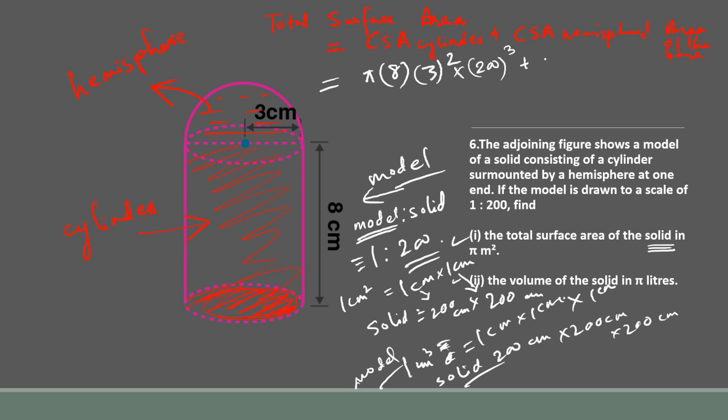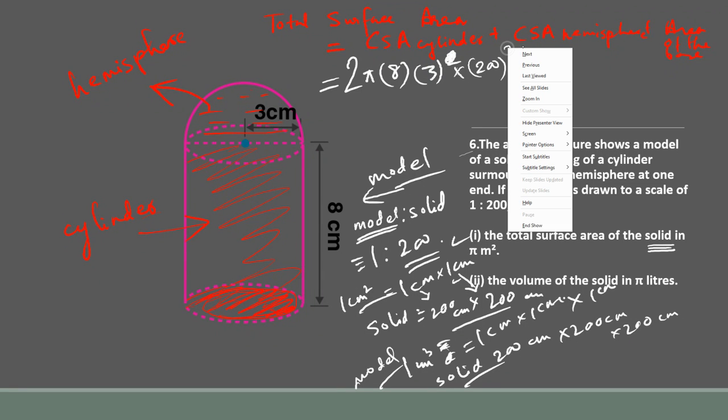Hope this is clear to you. Oh, sorry, what I am doing is I just wrote the volume formula. Very sorry for that. The CSA for the cylinder is 2 pi r times h, right? But since it is centimeter square, the solid will be 200 square. Instead of cube, it should be square.